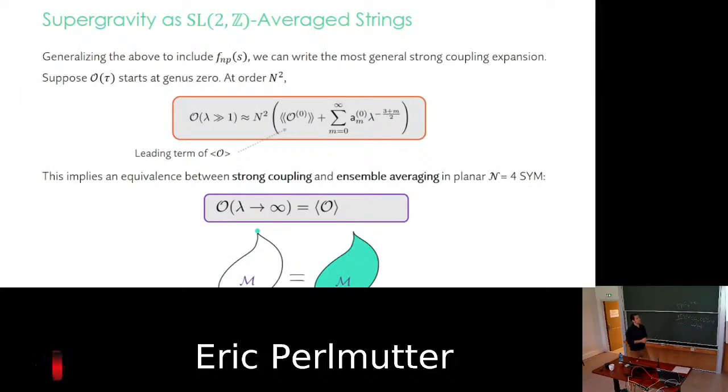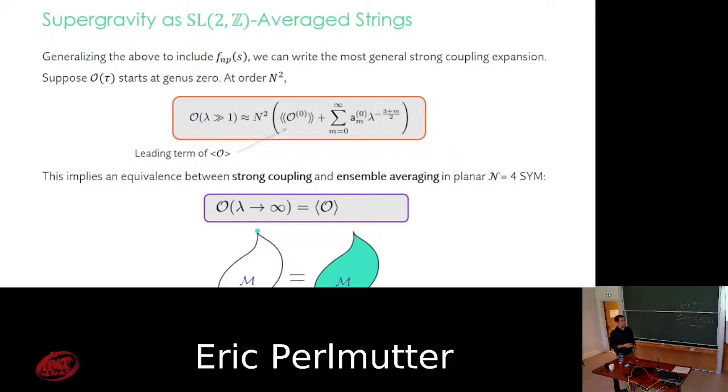To say this a little differently, in the most general analysis, generalizing that to include FNP and including coefficients in the right way, we can write the most general strong coupling expansion that just falls out from the spectral decomposition. For simplicity, let's take the observable O to start at genus 0 in order n squared. It looks like this. There's an n squared in front. There are these subleading terms at large lambda that we're accustomed to. And the leading term is given by the leading term of the ensemble average of O, that is to say the n squared piece of the average, which was that constant term in the previous formula.